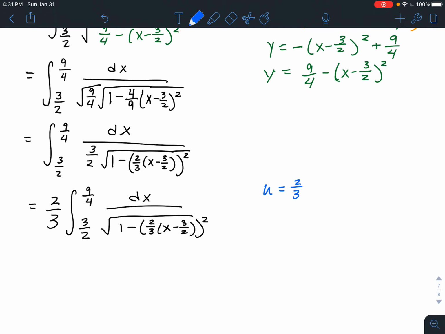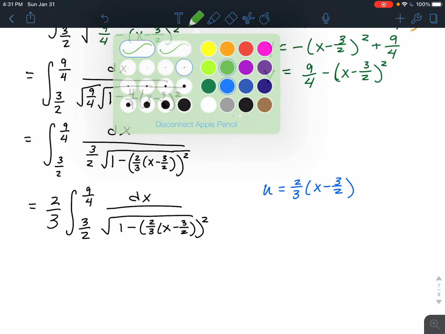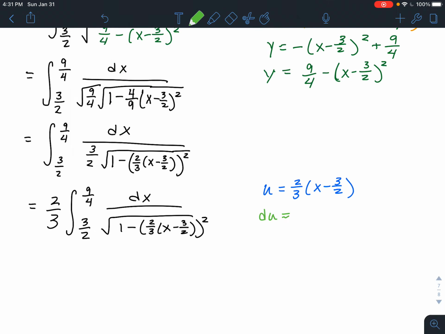So I'm going to make my u be the 2/3 times x minus 3 over 2. So if I take the derivative of both sides, I'm going to get 2/3 dx. I also don't know why that 1 equal sign line is so squiggly. My pen is malfunctioning. Oh, hey, look, we got 2/3 dx, so we're totally good.